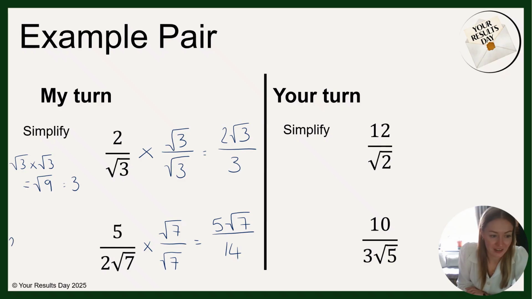Let me just do that to the side. So we've got 2 root 7 times root 7, which is the same as 2 root 49. The square root of 49 is 7, so it's the same as doing 2 times 7.